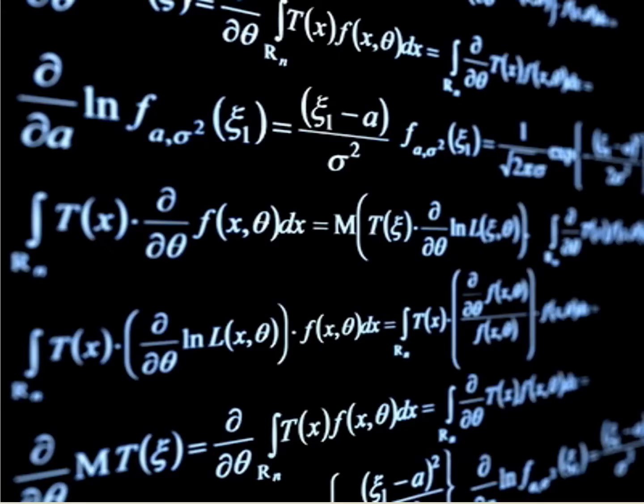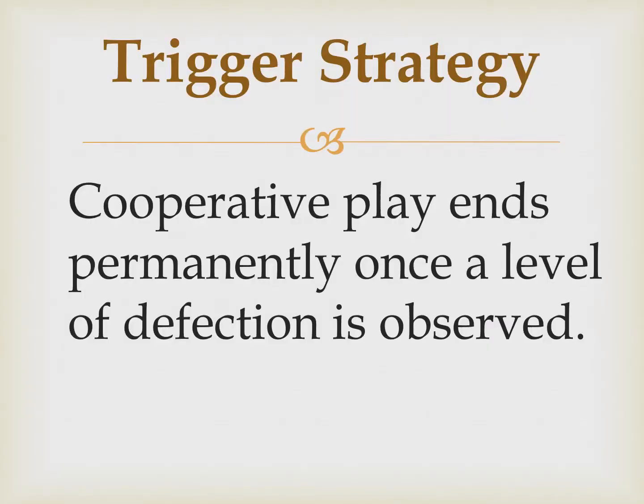In order to do this, we need a little bit of math to prove that more equilibria become sustainable. In many cases, the math, as I said, is a little bit more complex, but we're going to stick to a simple strategy to keep the math simple and yet still prove the concept that more equilibria become possible. The simple strategy that we're going to use is going to be a trigger strategy.